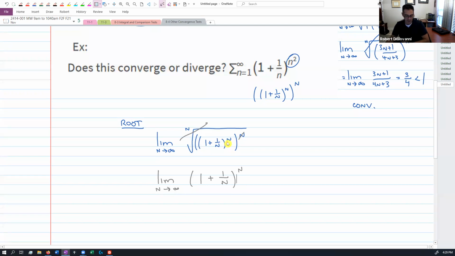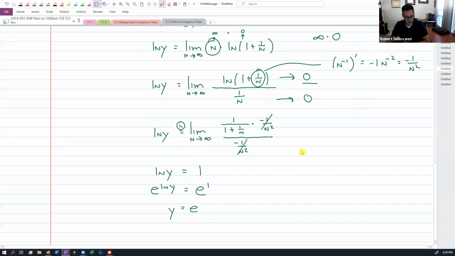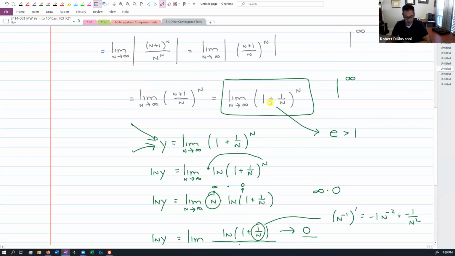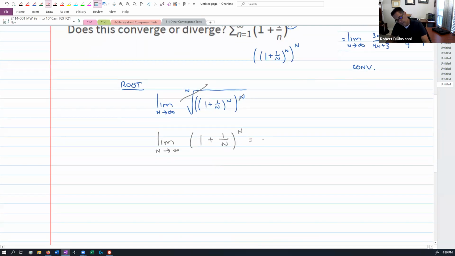I still have one of those n's there. And I need to figure out what this is. If it's less than 1, we have convergence. If it's greater than 1, we have divergence. And you should recognize that from what I did a moment ago. Remember that? We were trying to figure out what this was, and we said it was e. We know this is e, which is greater than 1. So we have divergence.